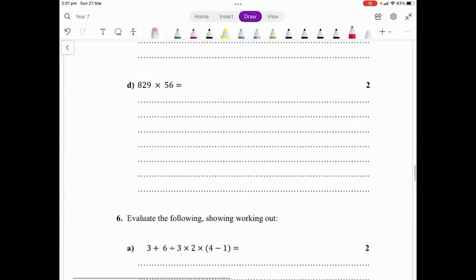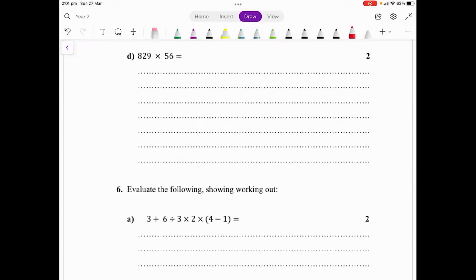We do our 6 times tables first. 6 times 9 is 54, so we write the 4, carry the 5. 6 times 2 is 12, plus the 5 is 17. So we write 7, carry the 1. 6 times 8 is 48, plus the 1 is 49. So we write 4,974 for the first line. Because we've moved over to the tens, we put a 0 underneath.